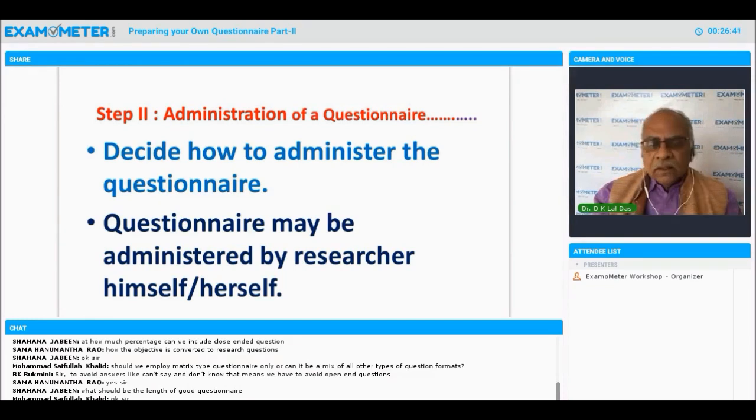Someone asks to avoid answers like can't say and don't know. That means we have to avoid open-ended questions? No. Even in closed-ended questions, sometimes we give these options. For example, child labor must be banned. And you can give one option that is undecided, or I can't say. This is the practice we follow.